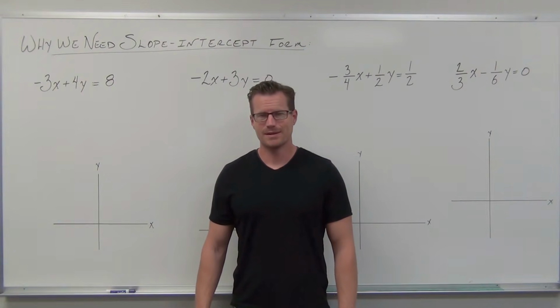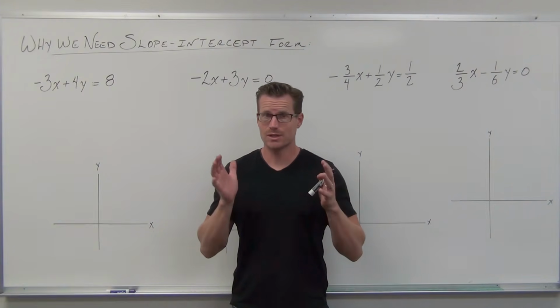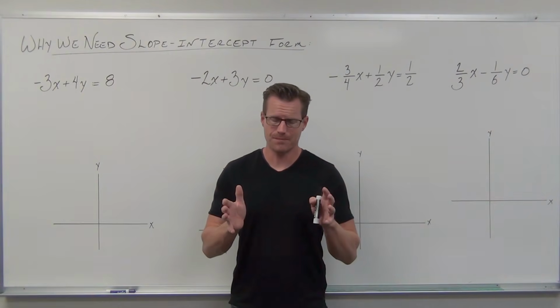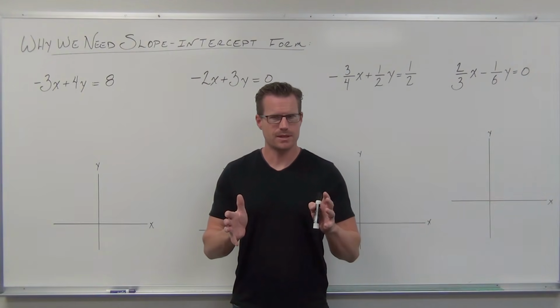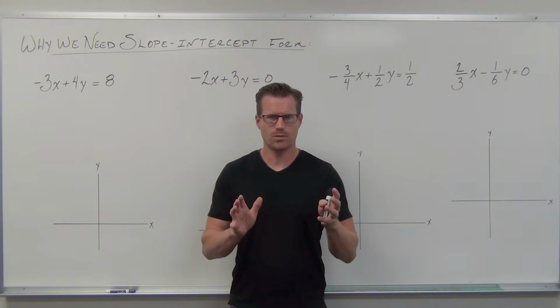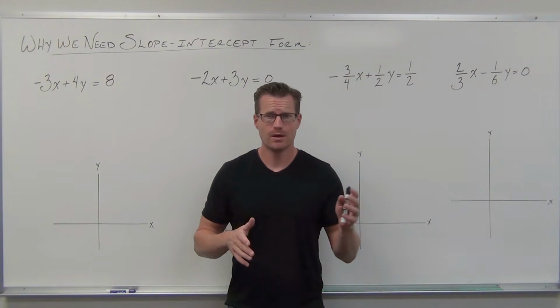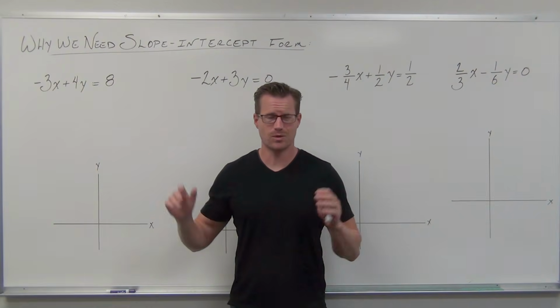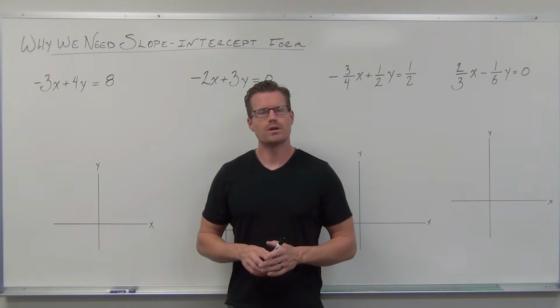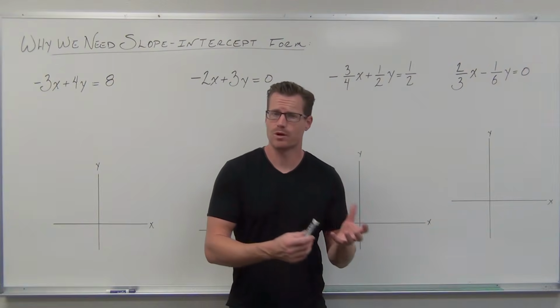Welcome back. Now we talk about why we actually need slope-intercept form. So you might have been wondering, sometimes it seems like, why can't we just put all the variables on one side and graph it that way, where we can do intercept method all the time and not even worry about slope? Well, we're going to talk about this. We have to worry about slope.